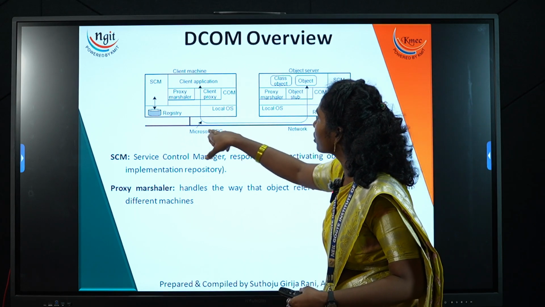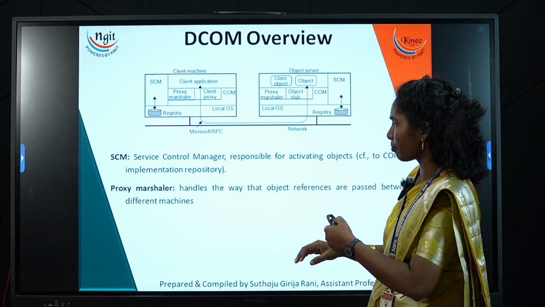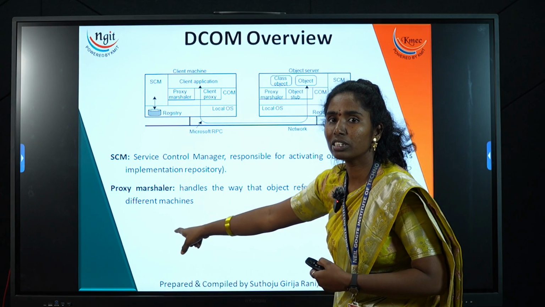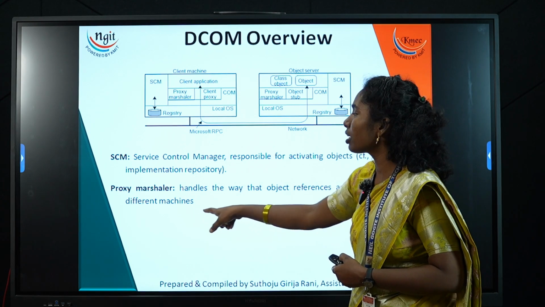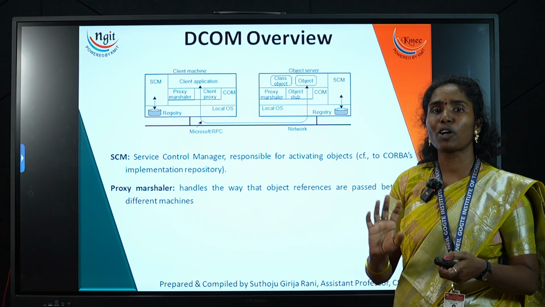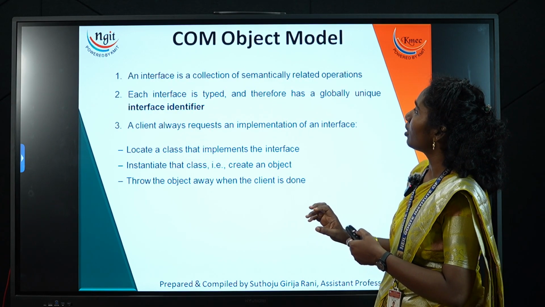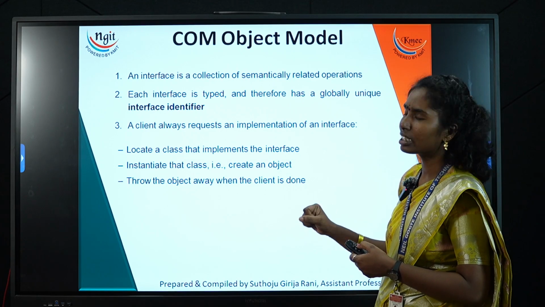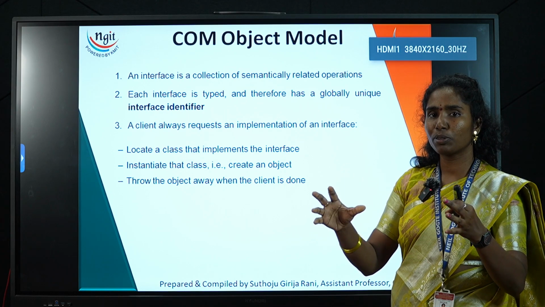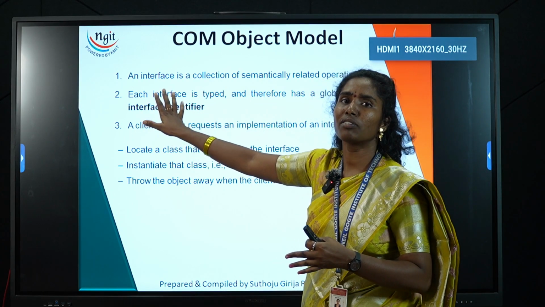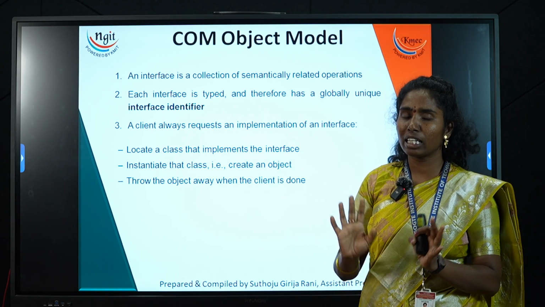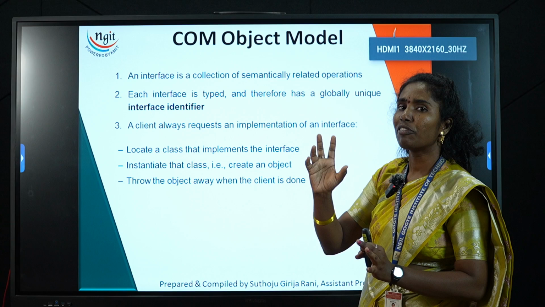Now when we are giving, we also need a marshal. See, proxy marshal is nothing but the object references being passed between different machines. So when we are giving to different machines at the same time, we are going to have a number of proxies. Now, component object model, as we have just seen, we need an interface because this is a component object model, right? That interface will have all the data which are semantically arranged.